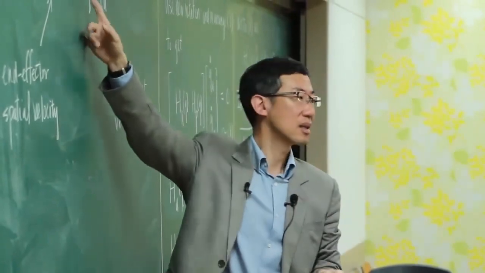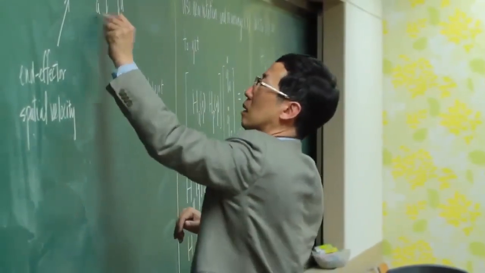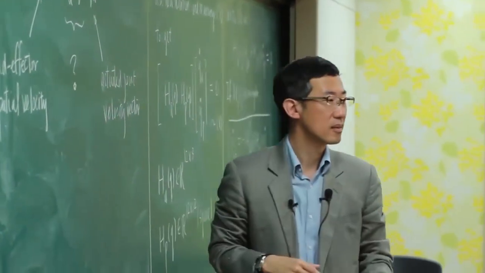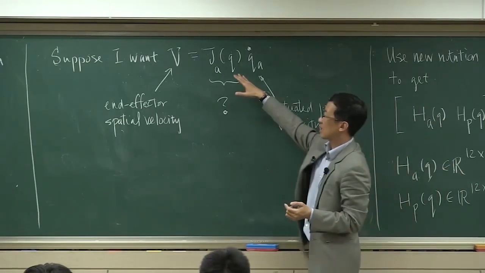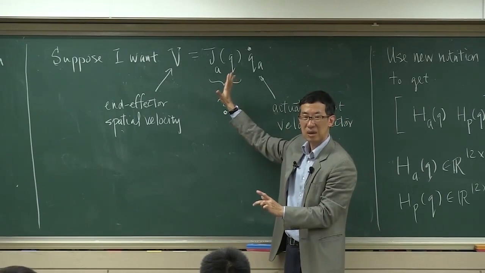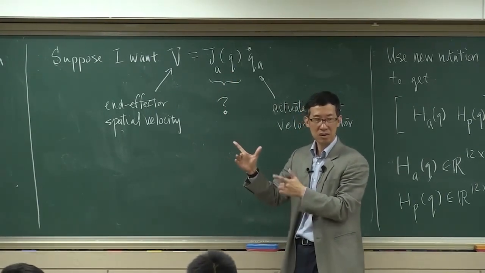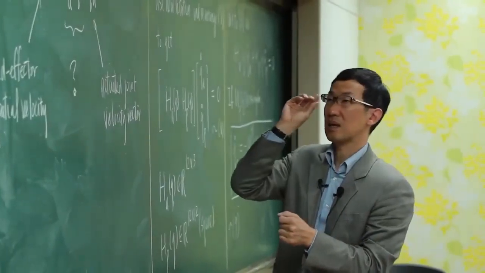I want this matrix. Let's call it J sub A. So I want to get this. When this becomes singular, then it's the same notion as a singularity for open chains, right? Namely, the end effector loses some direction of motion. All right. So how do we get this?